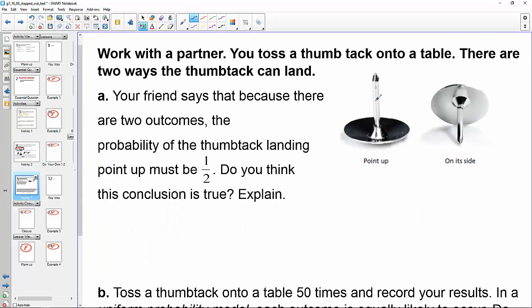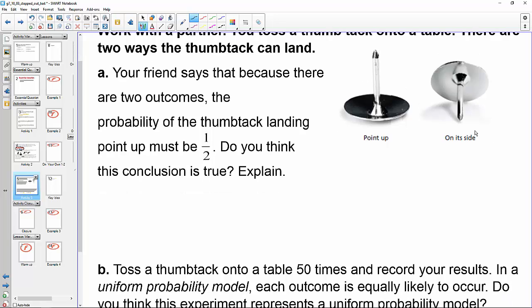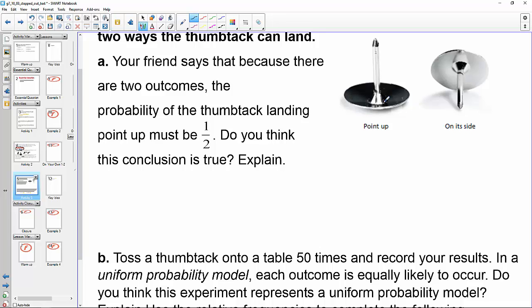So then I have this right here. I have a thumbtack. I toss the thumbtack onto a table, and there are 2 ways it can land, this way or this way. And a buddy says it's a half chance of doing this and a half chance of doing this. Do you think that's true? My guess is no. There are a few things. First of all, the balance, like the center of gravity. When it lands, it might bounce and then go on its side. Surface area is another thing. Does this have more surface area or does this? This is not truly a 1/2 chance.